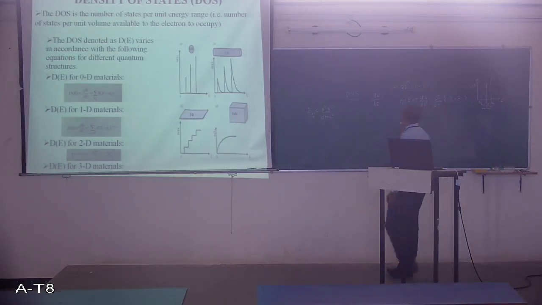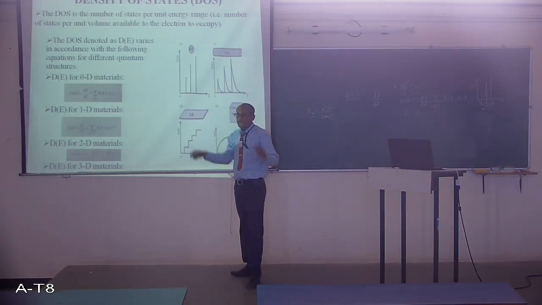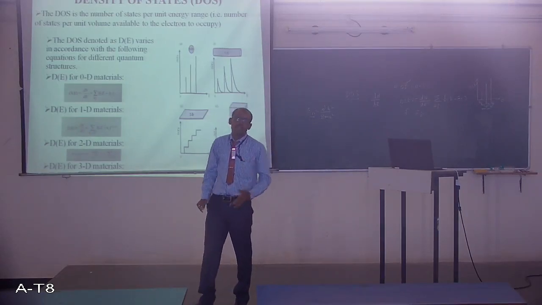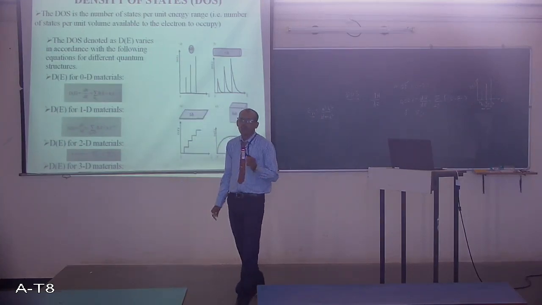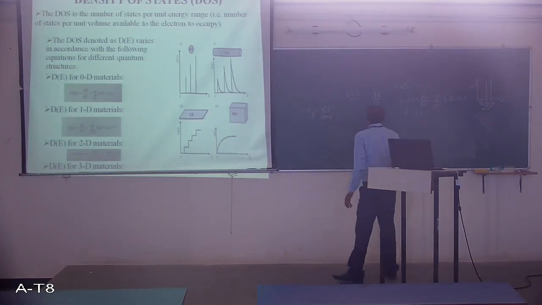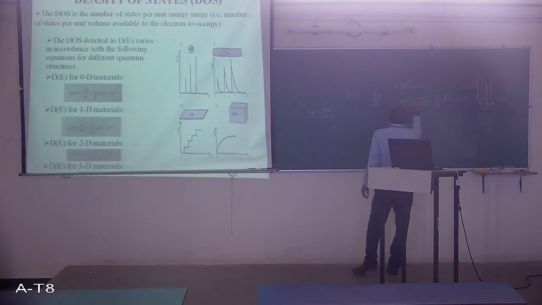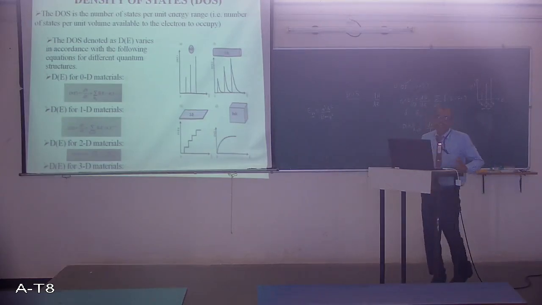In the case of one dimensional, it means we have already confined the particle in two directions. The electron can easily move along only one direction, that is along x direction. So if you compare the density of states for 1D, it is similar to that of a 0D, only the difference is here.